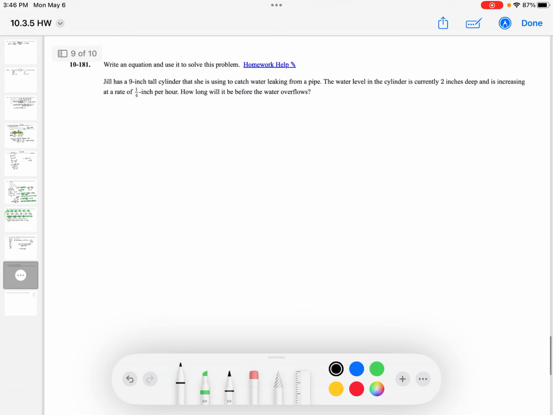All right, let's look at problem 181. Write an equation and use it to solve this problem. Jill has a 9-inch tall cylinder. Okay, there's our cylinder. It's 9 inches tall, and she's using it to catch water leaking from a pipe. The water level in the cylinder is currently 2 inches deep, and is increasing at a rate of 1/4 inch per hour. How long will it be before the water overflows?